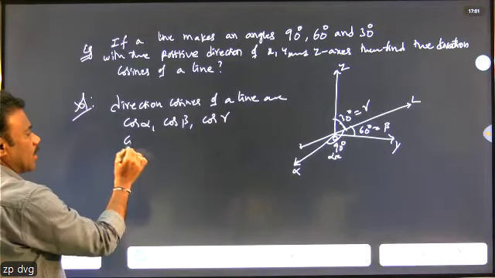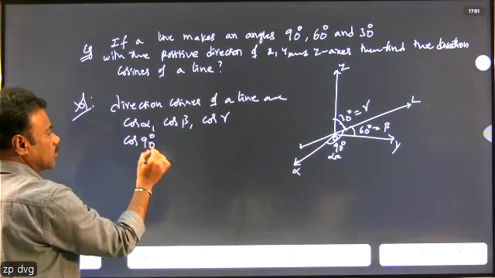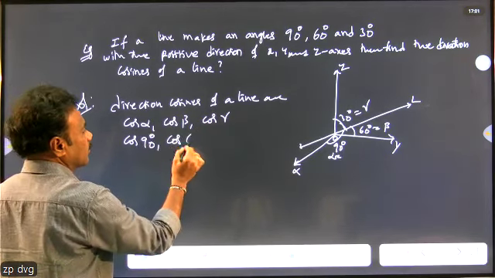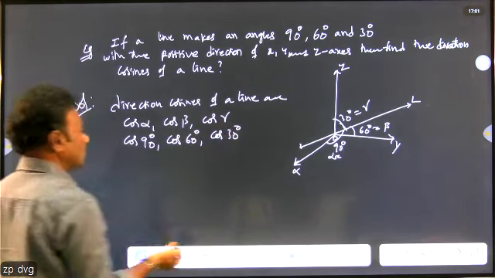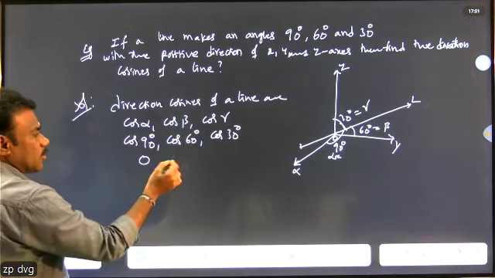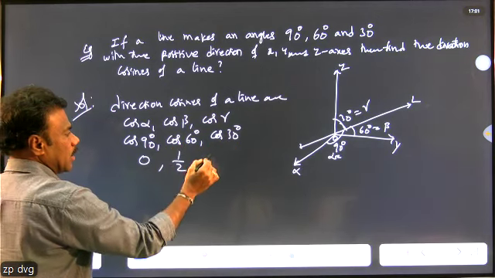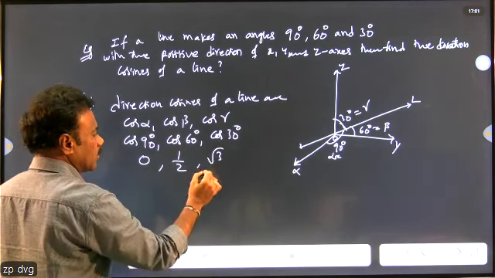So what is cos alpha? It is cos 90 degrees. Cos beta is cos 60 degrees. Cos gamma is cos 30 degrees. Cos 90 degrees is 0, cos 60 is 1 by 2, and cos 30 is root 3 by 2.